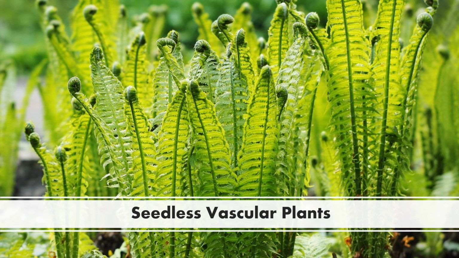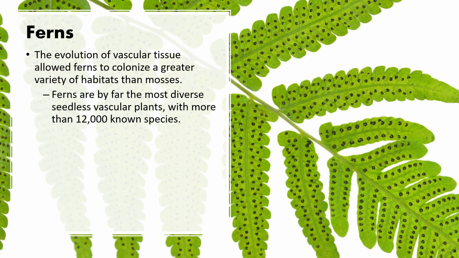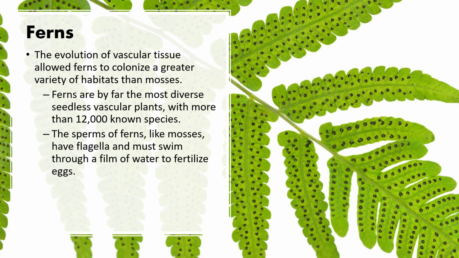So now we're going to move on to the seedless vascular plants, which is going to be dominated by the ferns. The major evolutionary adaptation for ferns is that they develop vascular tissue, which allows ferns to move further away from water, meaning they can enter into a variety of habitats that mosses could not enter. The ferns are by far the most numerous of this seedless vascular group, with more than 12,000 different species. However, the sperm of ferns, like mosses, will need water, so the ferns can't be in too dry of environments. So you would not find a fern in a desert, for example.